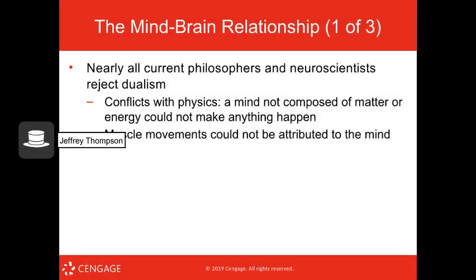As you might guess, all philosophers and neuroscientists have agreed that dualism is not accurate. One, it conflicts with physics. If your mind isn't composed of matter or energy, how is it going to affect the physical world, right? If my soul wants my hand to move, how is it going to control my muscles, right? So unfortunately, Descartes, you were wrong.